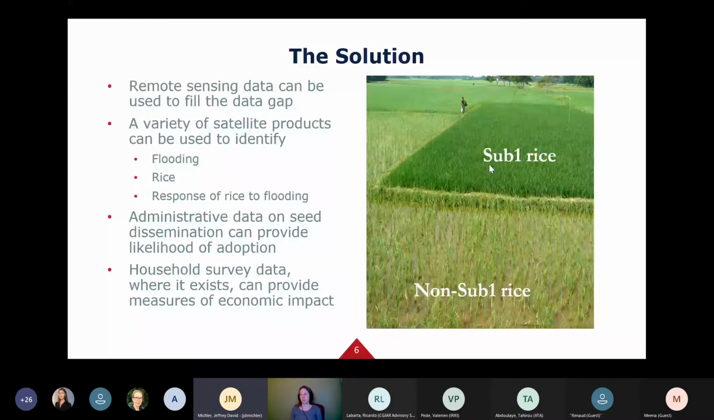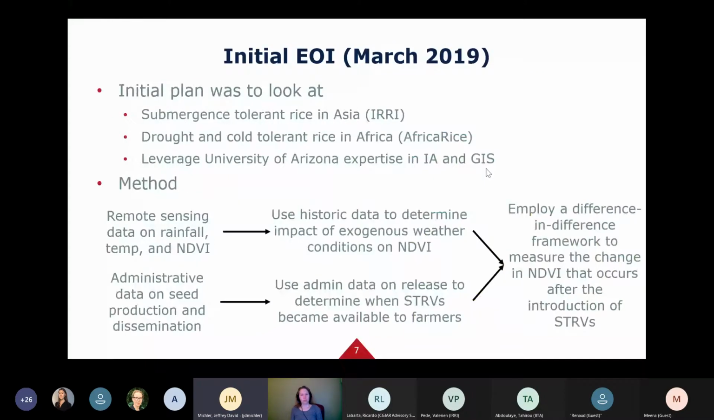So in March 2019, we submitted an initial EOI to SPIA. The initial plan was to look at submergence-tolerant rice in Asia, developed by IRRI, and drought and cold-tolerant rice in Africa, whose seeds were developed by AfricaRice. We're going to leverage the University of Arizona's expertise in impact assessment, Dr. Anna Josephson and myself, and in GIS methods with Tom Evans in the geography department.